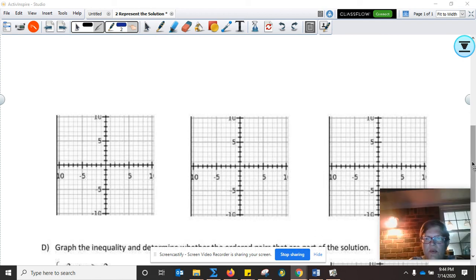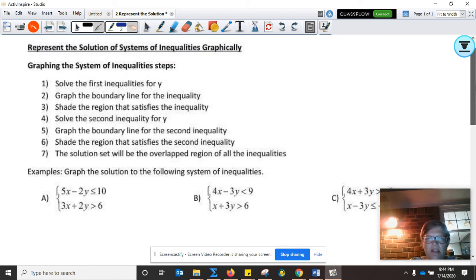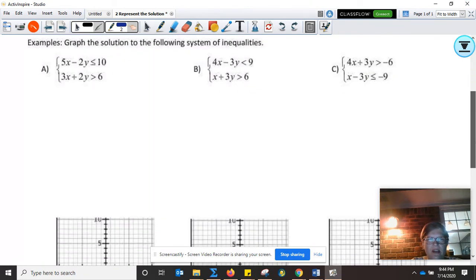All right, so in this video, we're going to solve systems of inequalities graphically. The same way we graph these lines, we also graphed in the first nine weeks. So let's go ahead and start. All right, so example 1, graph the solution to the following systems of inequalities.